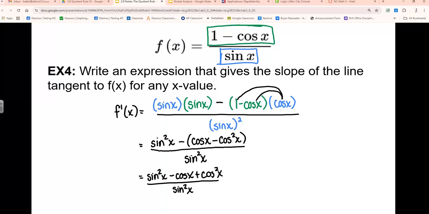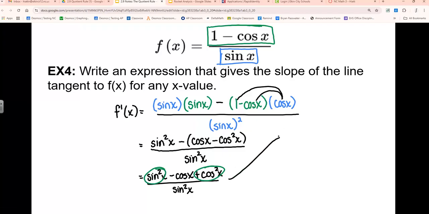And anything we can combine, they're probably not going to leave the answer like this. There's a trig identity lurking in here somewhere. Sine squared plus cosine squared equals 1. And I've got here a sine squared and a positive cosine squared, right? Those two right there.